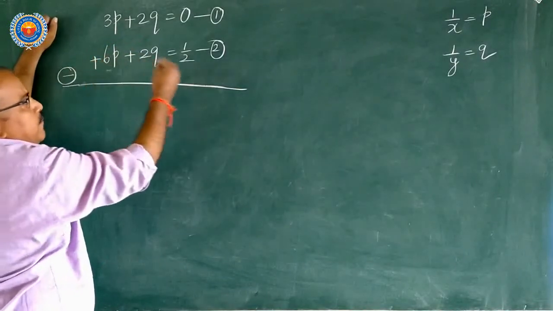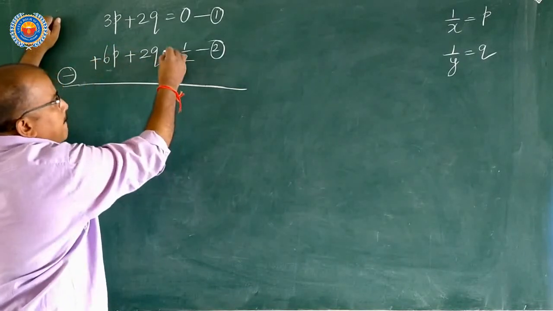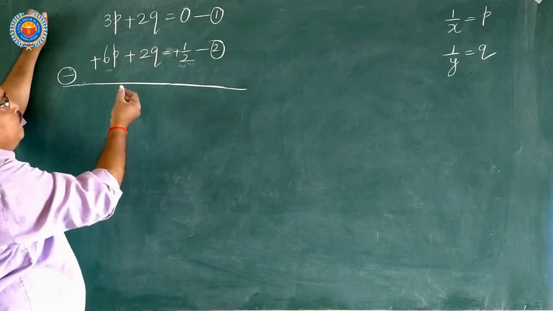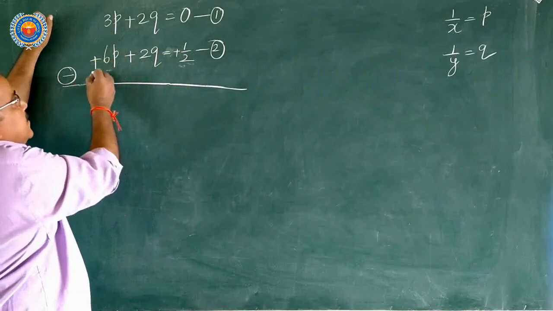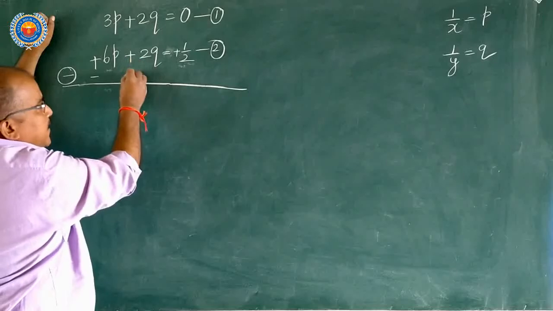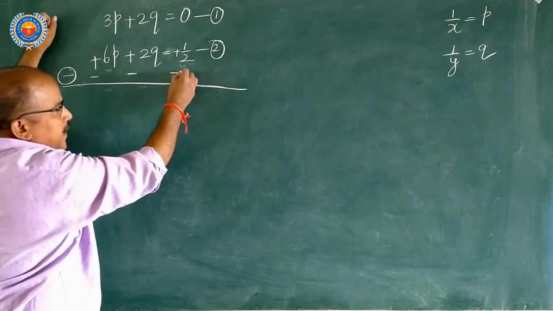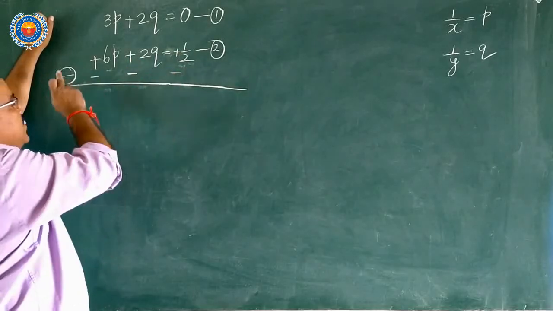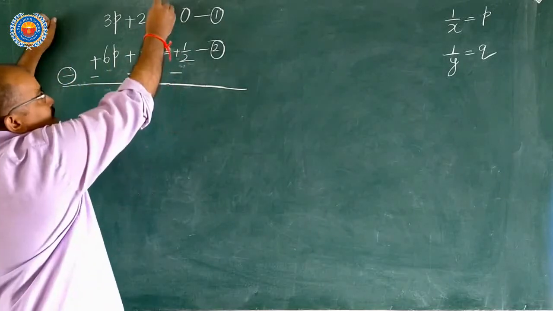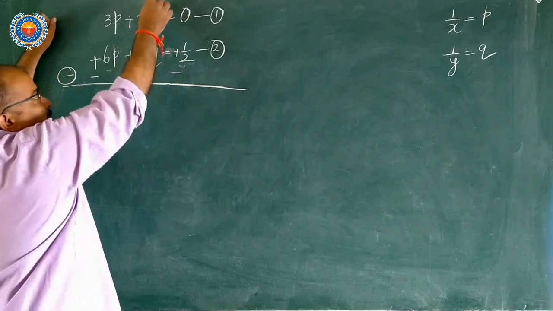This is plus symbol, this is also plus. Because of this minus, this plus becomes minus, this plus becomes minus, this plus becomes minus. That's why here I am doing subtraction.